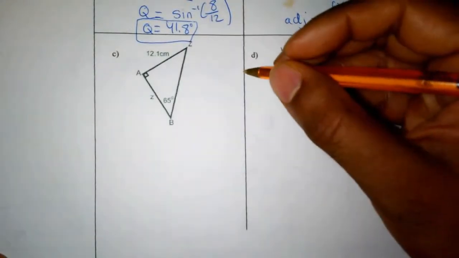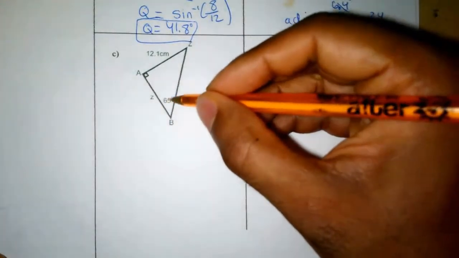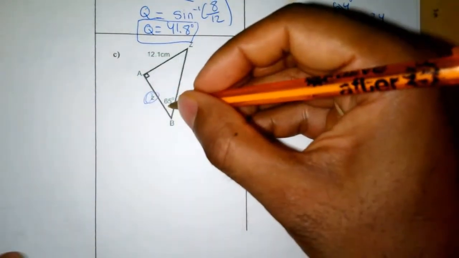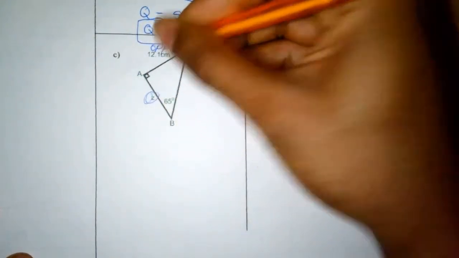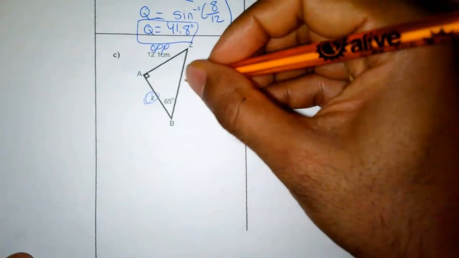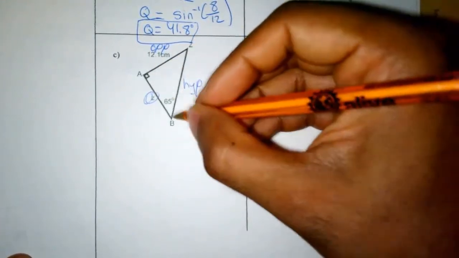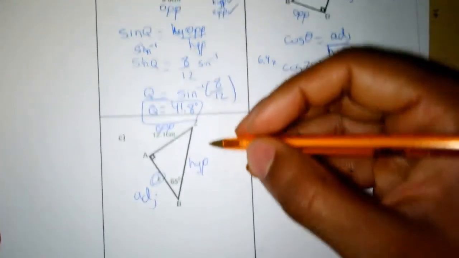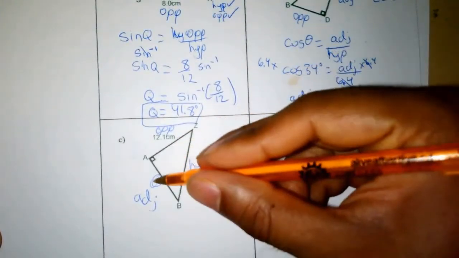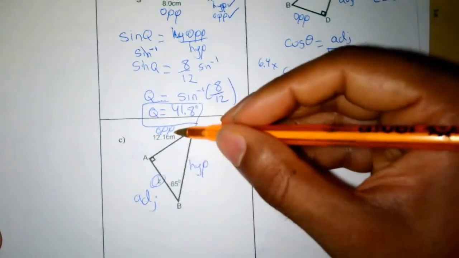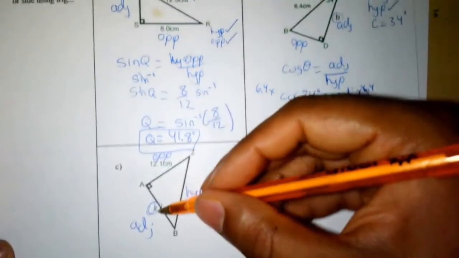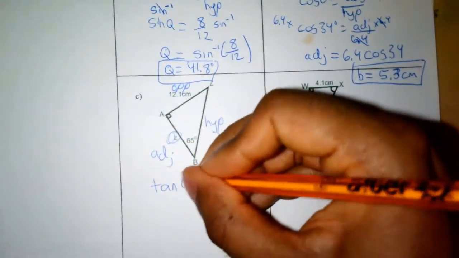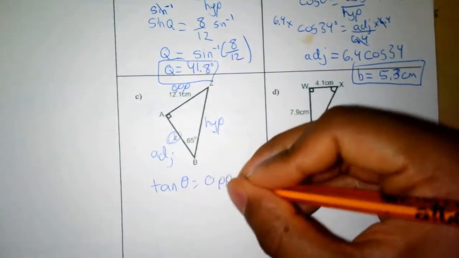Same idea. Let's label the triangle first. We have this reference angle, and it looks like we want to find out what Z is over here. From this angle, this is the opposite. Across from the right angle is the hypotenuse, and the side right next to it is adjacent. So what do we have? We have the opposite, and we're looking for adjacent. So what involves the opposite and adjacent? It has to be the tan function, so tan theta, because tan is opposite over adjacent.